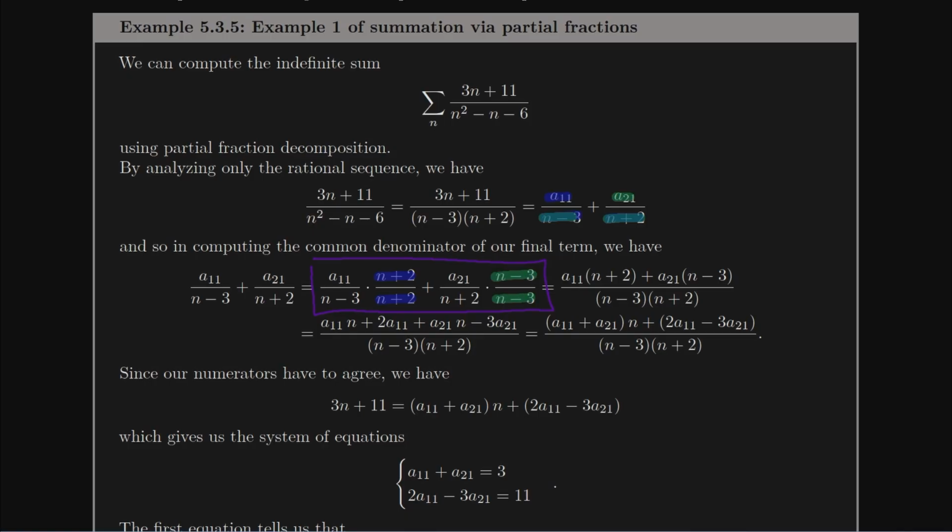If we perform our common denominator, our new numerator will be a11 times n plus 2 plus a21 times n minus 3, and then we're going to expand everything, so distribute the a11 and distribute the a21. What do we end up with? Well, a11n plus 2a11 plus a21n minus 3a21. If we group all terms with n together, a11 plus a21 times n, and group all terms that are constant, 2a11 minus 3a21. We're comparing all the way back to where we started, 3n plus 11, so we need that to be 3 times n plus this to be 11. So there's my system of equations, where a11 plus a21 is 3 and 2a11 minus 3a21 is 11.